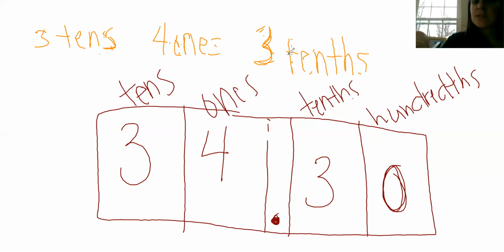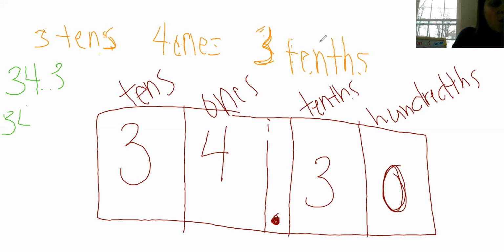I'm gonna switch out my colors because I like to. Let's go with green. I have 34 and 3 tenths. But what if I wanted to write it as a fraction? 34 and then I have 3 tenths. Both of those are the same.